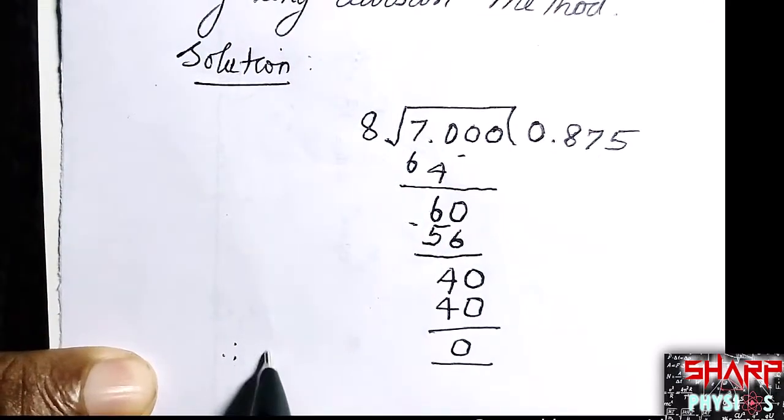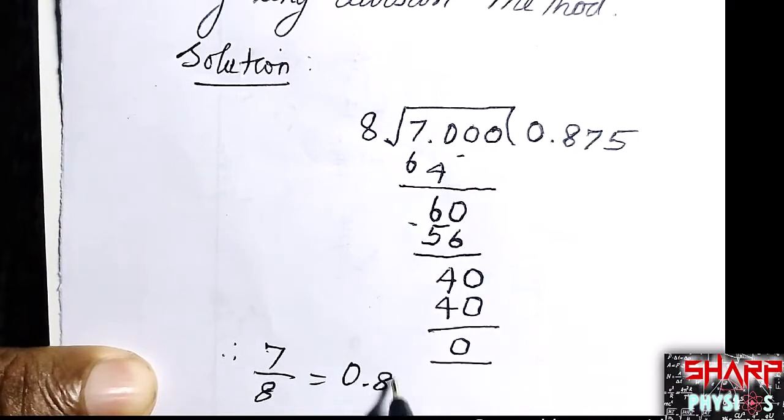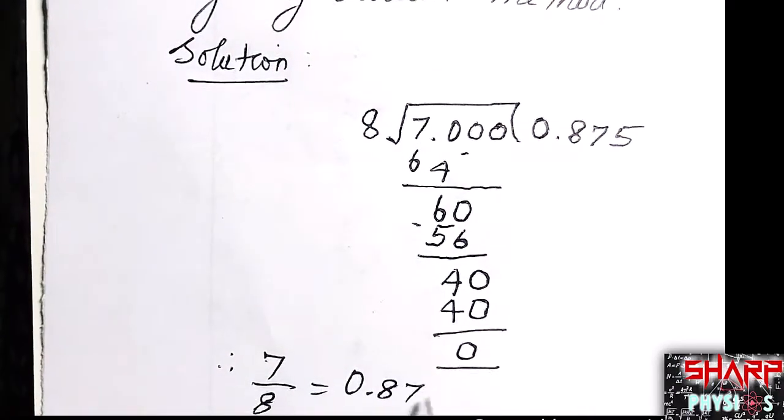So by the long division method, 7 by 8, the decimal answer will be 0.875.